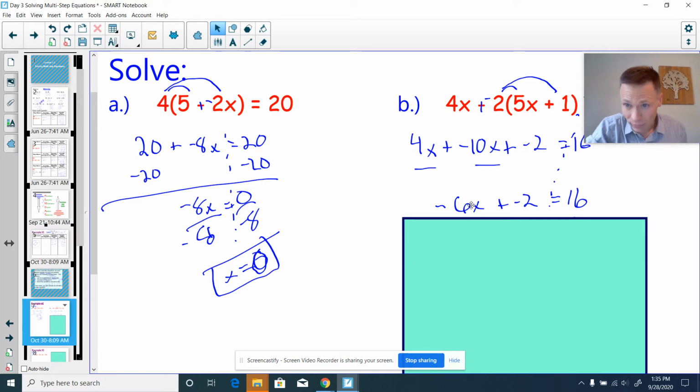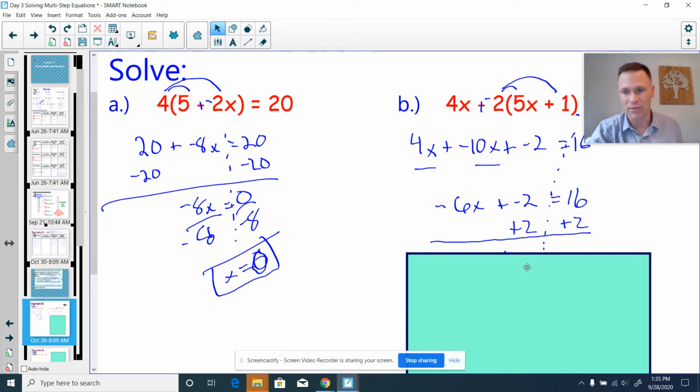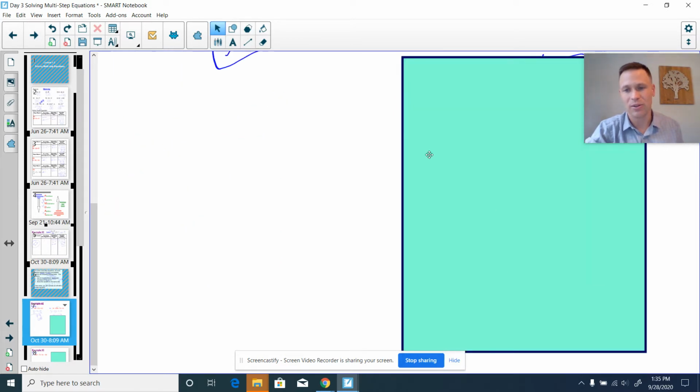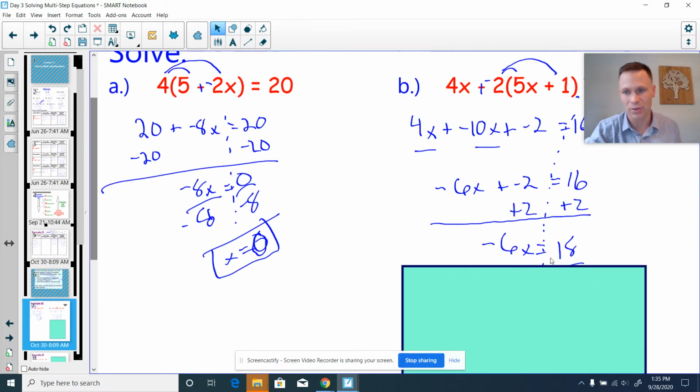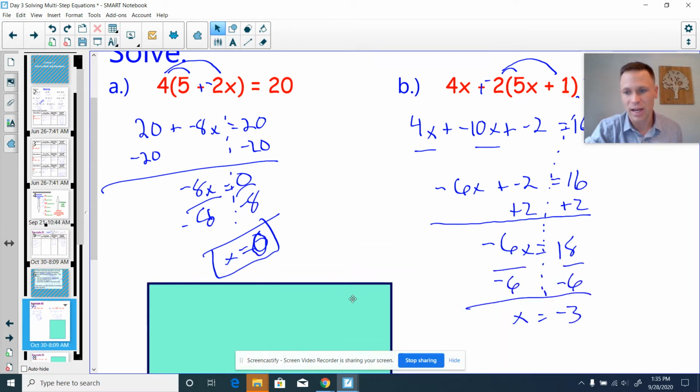And once I've done that, I've now used the distributive property and combined like terms, and look, I have a two-step problem. So what's happening to x is being multiplied by negative 6, and I'm adding negative 2. So I'm going to add 2 to both sides as my first step. When I do that, I get 18, and then there's only one thing left happening to x, and that is being multiplied by negative 6. So when I divide to undo that, I end up with an answer of x equals negative 3.